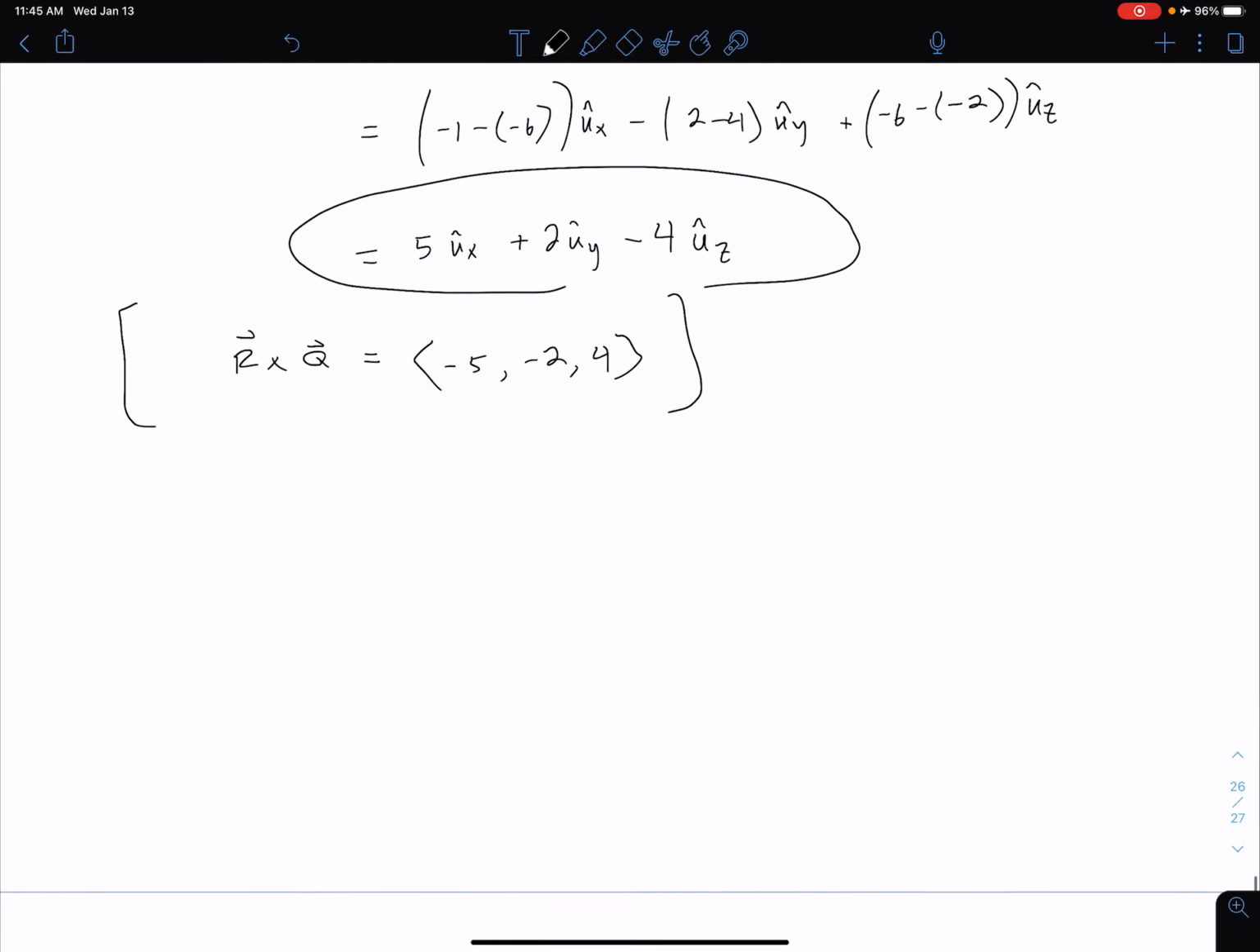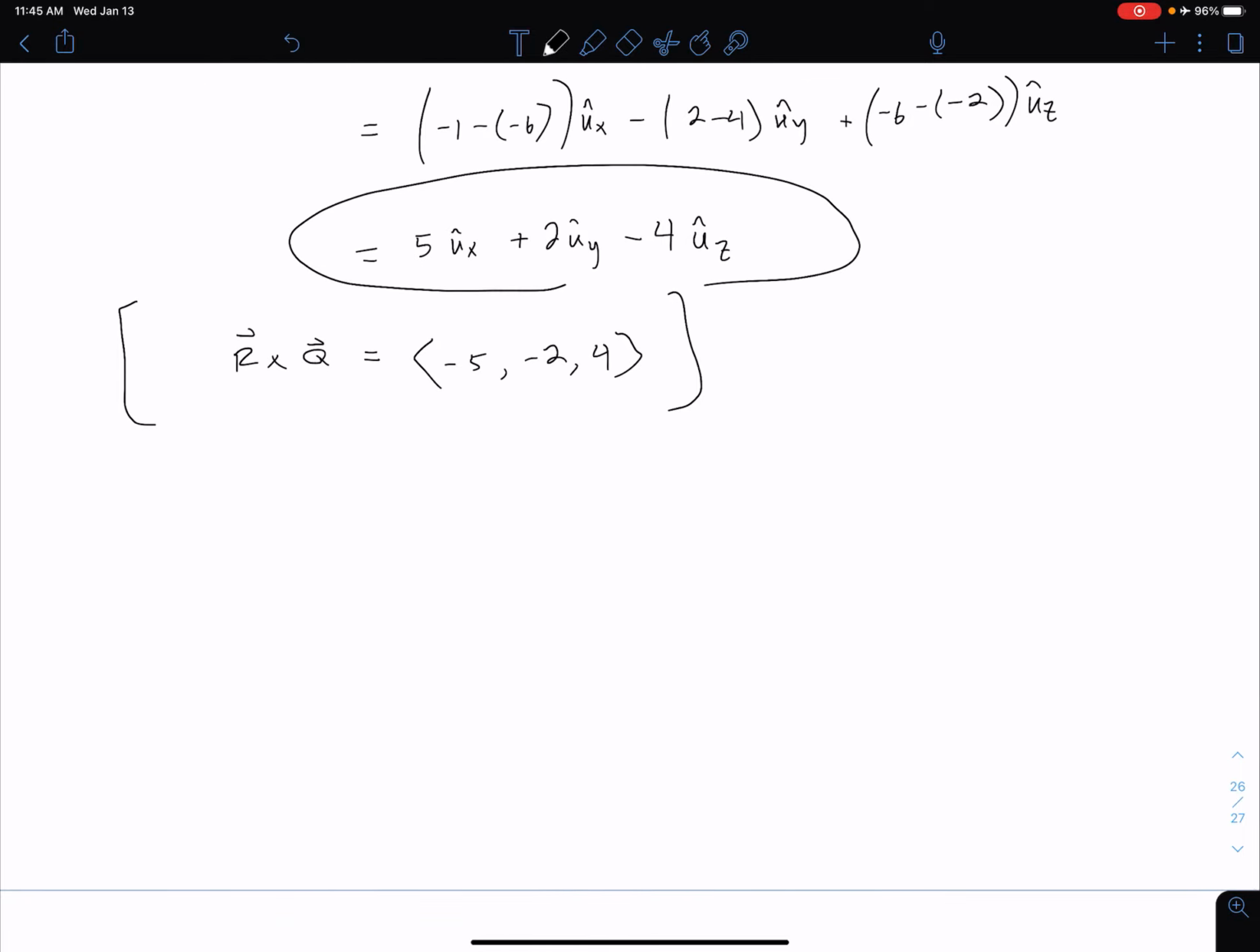So because we want a unit vector, we're going to use our definition for the unit vector, and we say a unit vector is going to equal this vector q cross r. Of course, if we wanted, we could introduce a new variable. We could call this vector b, vector w, whatever we want. But let's just call it q cross r for now, divided by the magnitude of q cross r. So plugging in values. So of course our vector was just 5, 2, negative 4.